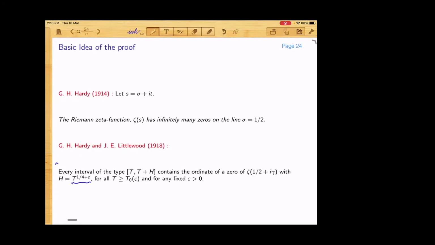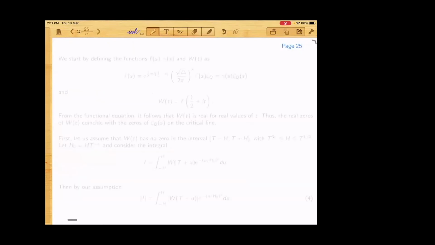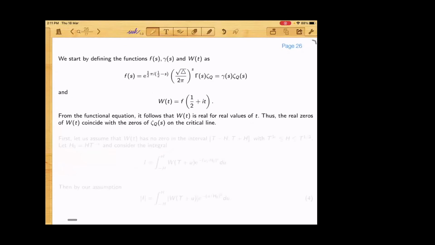And all the proofs that I know of theorems on gaps, or analogs of Hardy's theorem for other L functions, somehow imbibe this. The basic approach is this one. Okay. So this is amenable for generalization. All right. So what is the starting point of Hardy and Littlewood?